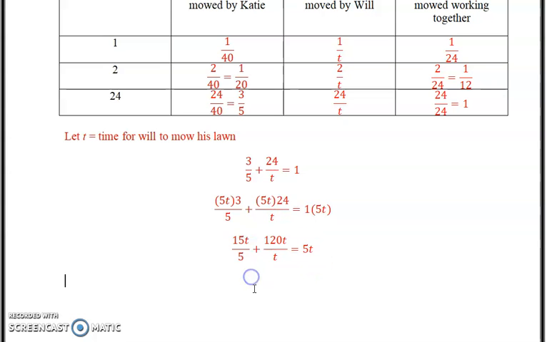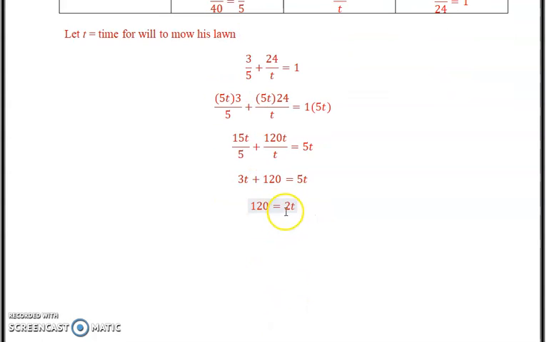Let's clean it up on the next line. 15t divided by 5 is 3t, and again you might skip this step and just have done that in the previous one. 3t plus 120 is equal to 5t, and then we're going to subtract the 3t from both sides. So we get 20 equals 2t, and then our last step is t is equal to, I like putting the t on the other side, divide both sides by 2, and we get t equal to 60.